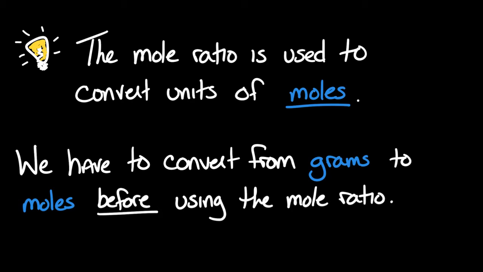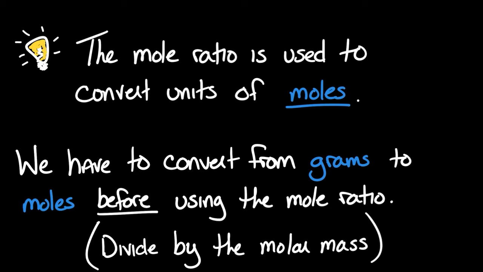Now, we've done these conversions in class over the last few weeks. In order to do this conversion from grams to moles, we're just going to divide by the molar mass of that substance. Now, we often have to report our final answer in units of grams, so we'll do another unit conversion at the end of our calculation, converting from moles back to grams. Let's jump into an example to see how this calculation takes shape.